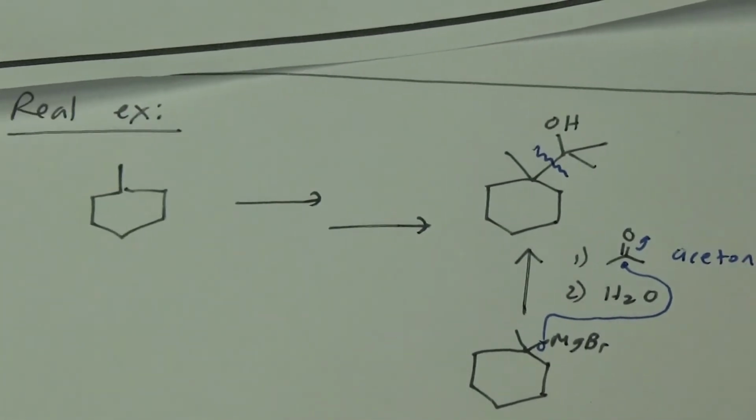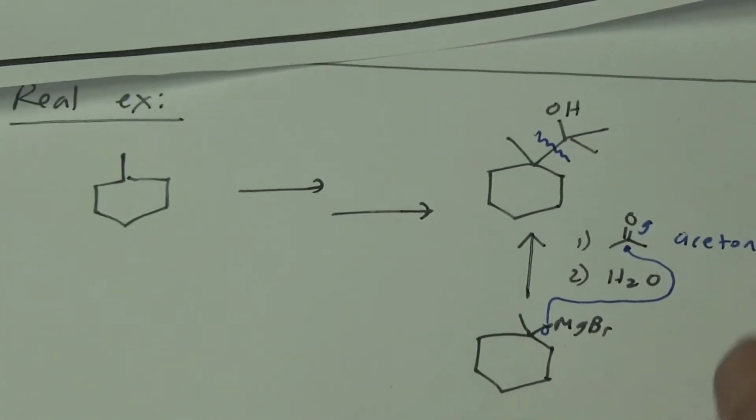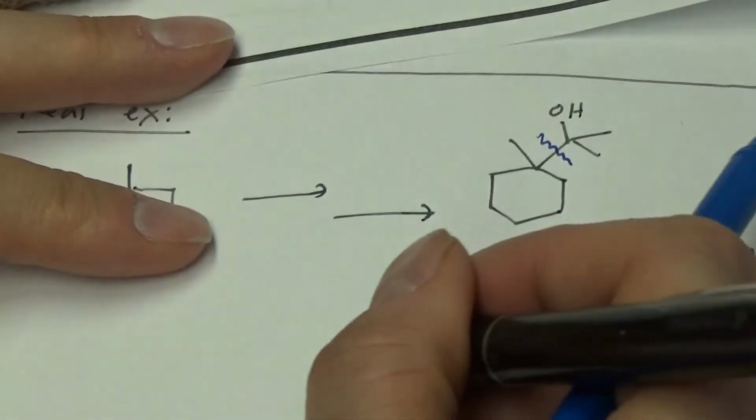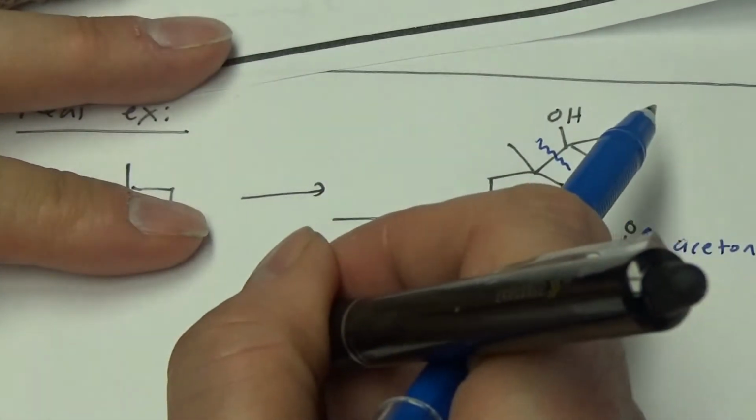Okay, but we're not done. We still have a lot to go, right? We're going from there to there. How do we make a Grignard? How do you make a Grignard?